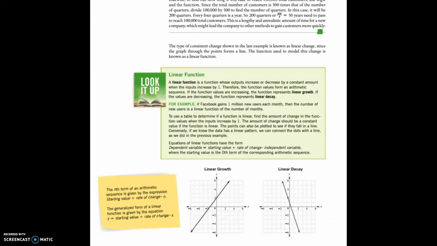Okay, so again, you might want to read this here. But again, linear growth is when it's kind of like a positive correlation. One's going up, the other one's going up. Linear decay, the one on the right here, would be like a negative correlation. As one goes up, the other goes down, or vice versa. As one goes down, the other one goes up. So that's how those look. Let's look at the next page.